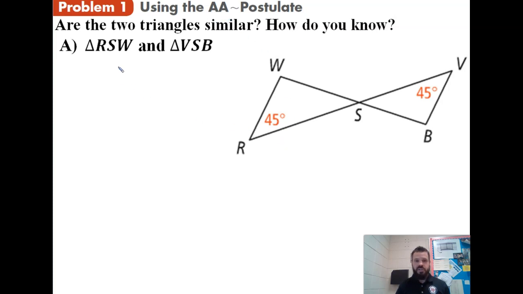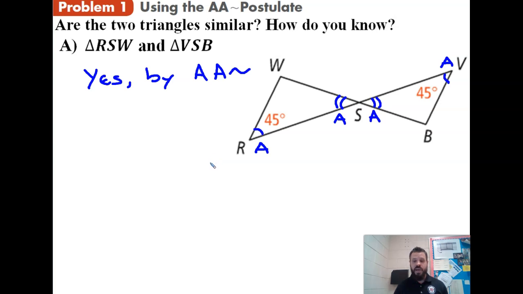Here we're given triangles RSW and VSB. We want to know, are they similar? Now we're given right off the bat that one set of angles are congruent. And here, since these two triangles meet in the middle, we also have a set of vertical angles. We know anytime we see vertical angles, they are congruent. So what I have here is one set of angles, two sets of angles. So in this case, are the triangles similar? I can say yes, by the shortcut, angle-angle similarity. In other words, by the angle-angle similarity postulate, I know these two triangles are similar.